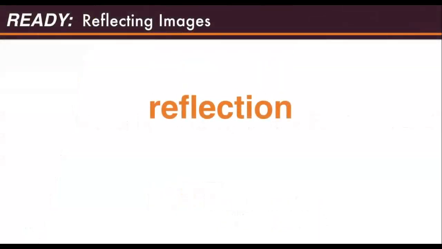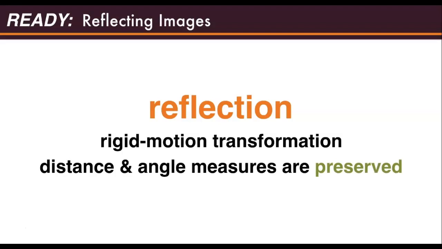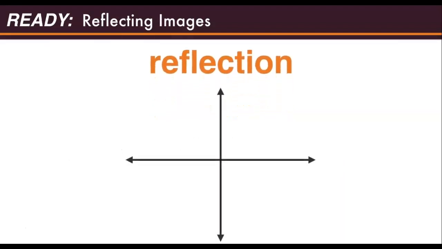In Math 2, you learned how to reflect images on the coordinate plane. Remember that a reflection is a rigid motion transformation, meaning that the distance and angle measures within the shape are preserved. In other words, even though the pre-image and post-image are in different positions on the coordinate plane, they are the same shape and size.